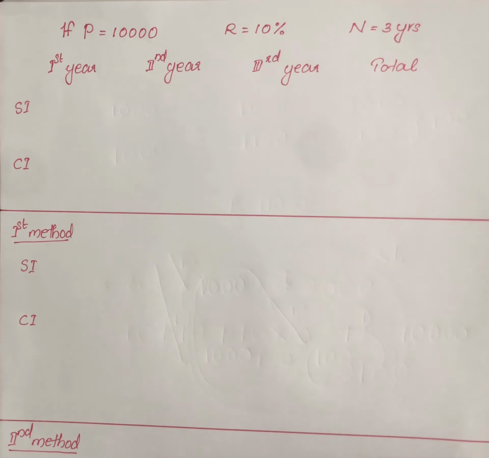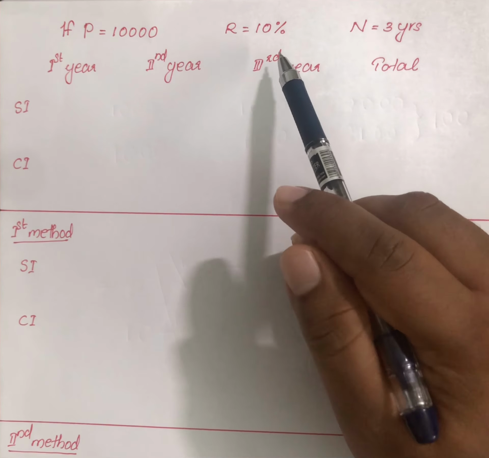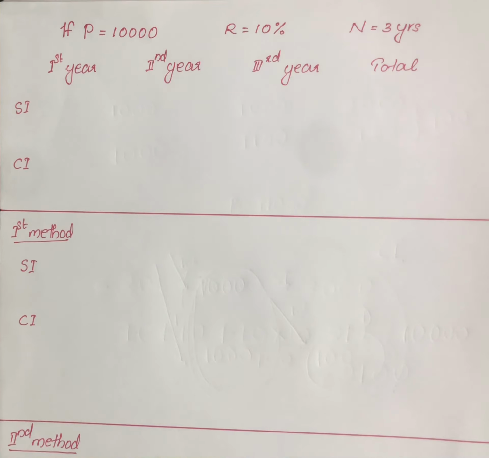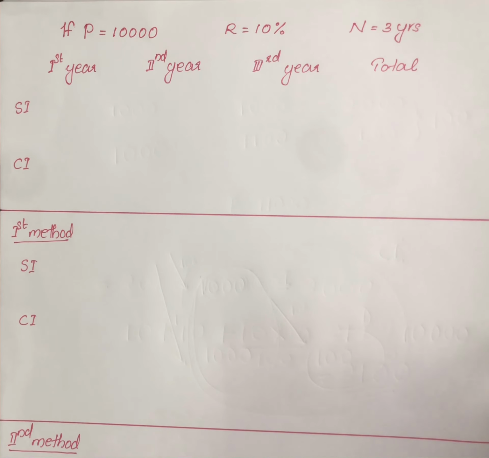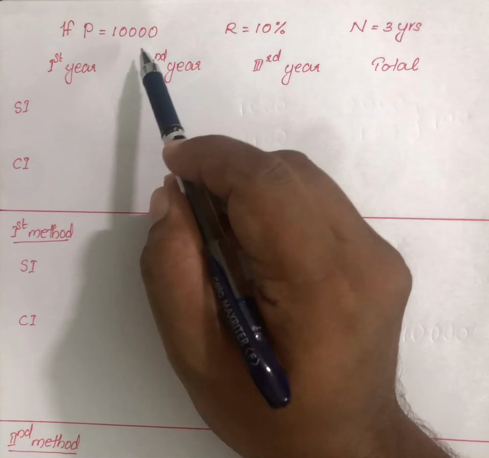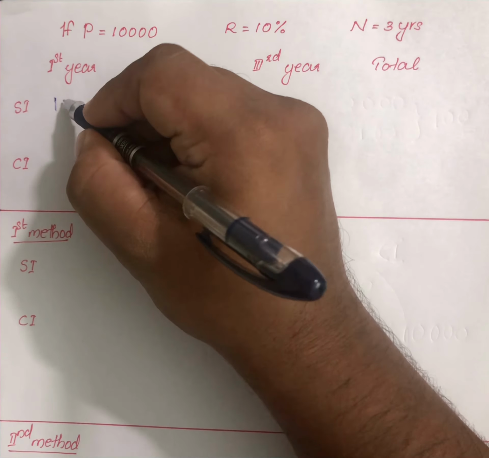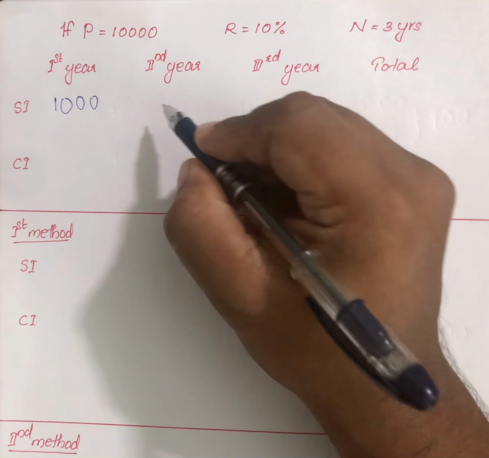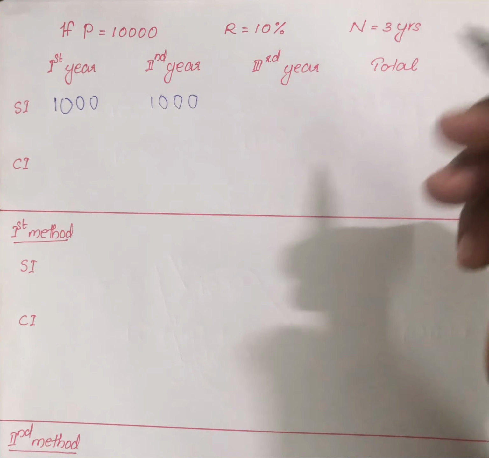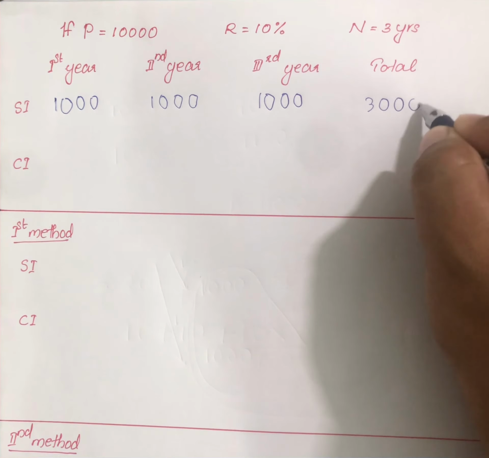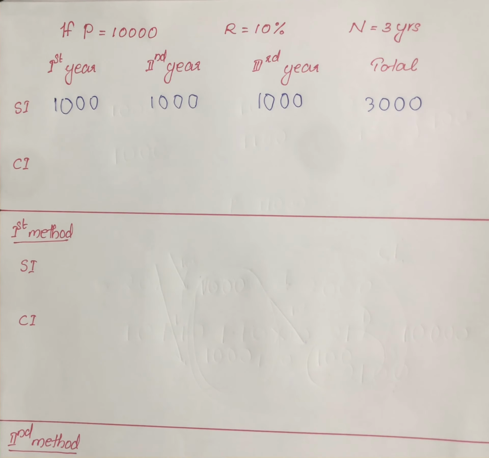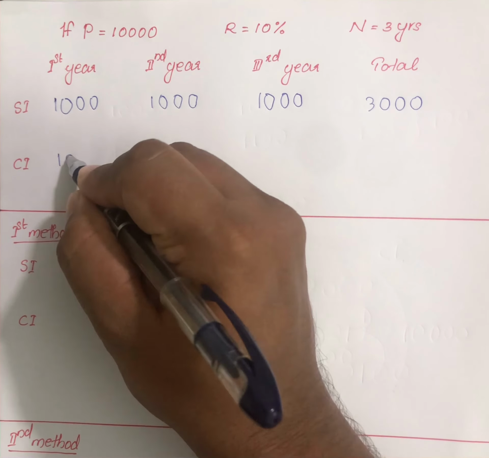So for 3 year, let the principal be 10,000 at 10% for 3 years. So for first year, second year and third year, I'll be finding the SI and CI as we have done in 2 years. So first year SI, 10% of this, which is 1,000. Second year also 1,000. Third year 1,000. So altogether it is 3,000. For first year, SI and CI will be the same, as I've already told you.